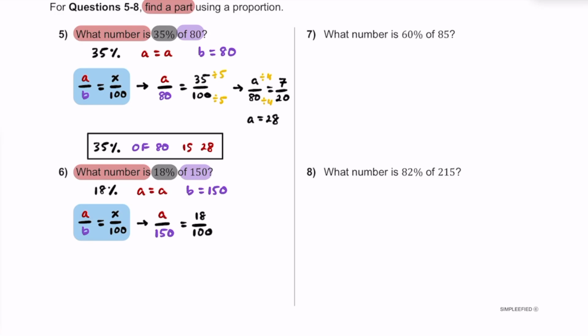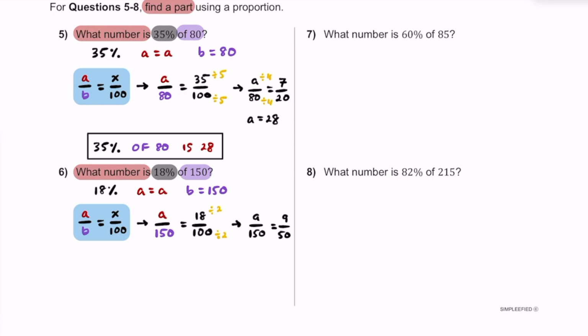All right, so let's go ahead and see what we can do. We could go ahead and use cross products, but again, I prefer to simplify this if I can. So I'm going to go ahead and divide these both by 2. If we do that, we're going to get this simplified version of a to 150, and that's going to be equal to 9 to 50.